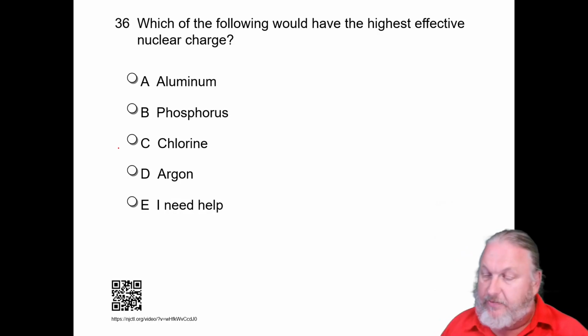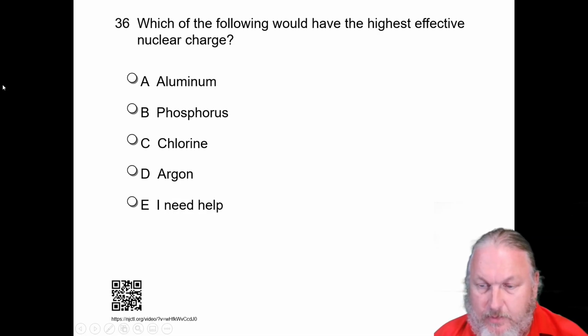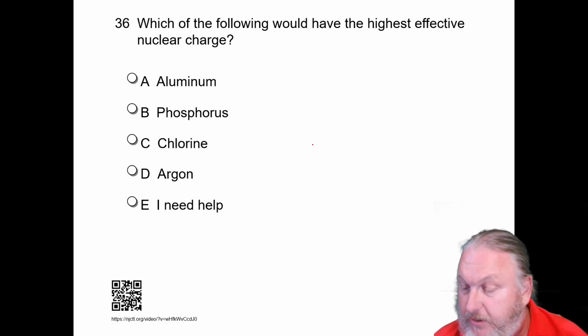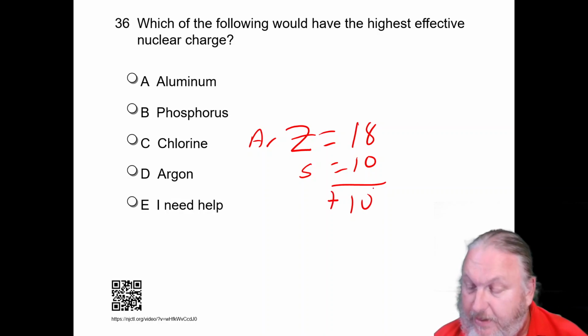Let's see if I can write on this. I can't, so we're not going to worry about it. Maybe I can get this turned on. Okay, so what we're talking about there, argon, the Z is 18. The S is going to be 10. 18 minus 10, that's going to be a positive 8.